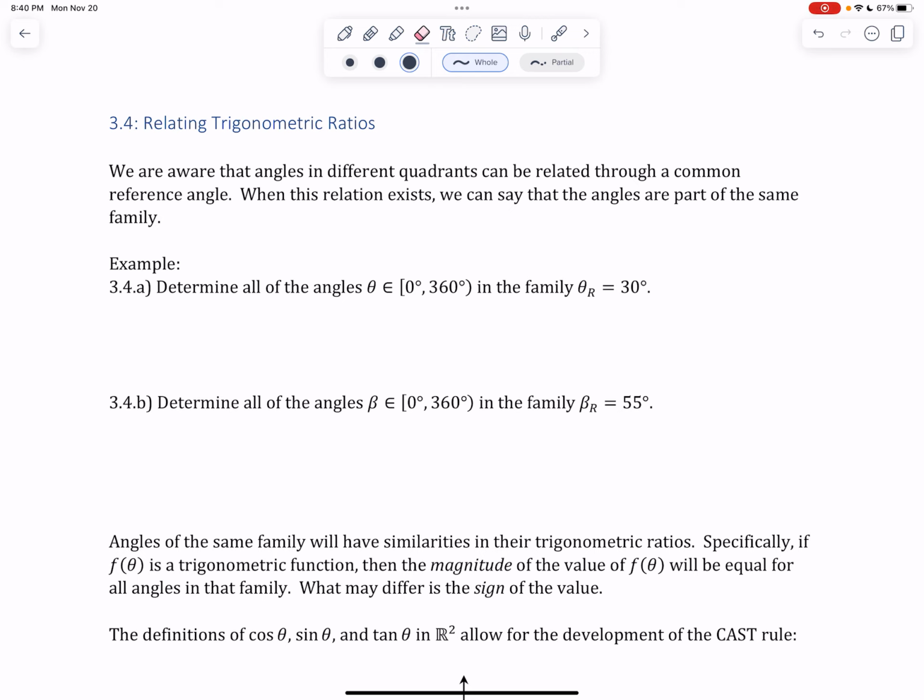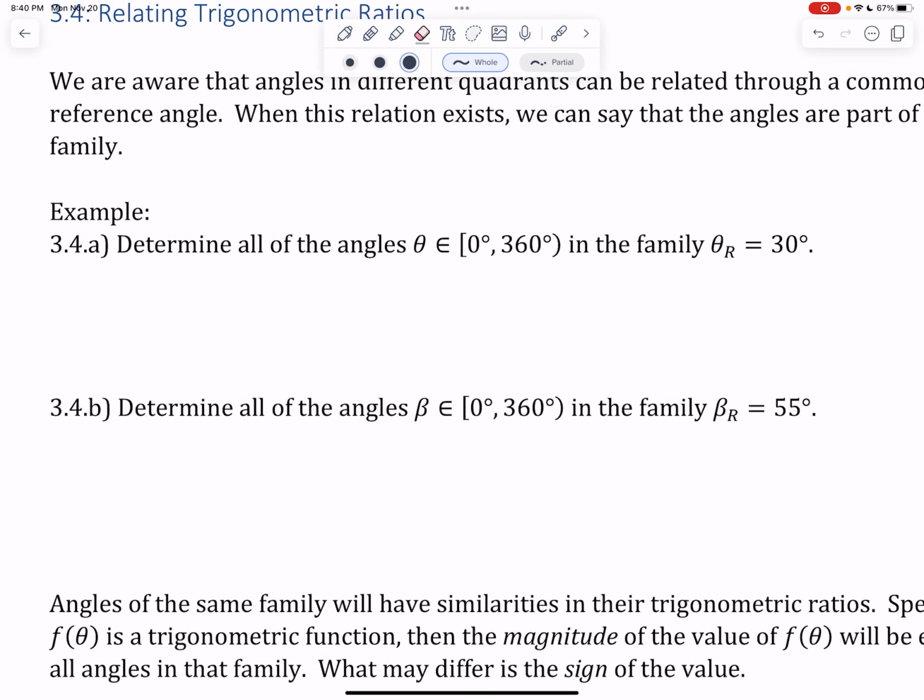For a little warm-up, try these first two examples. This is something that we do have the capacity to do already. But determine all the angles theta between 0 and 360 degrees in this particular angle family. So reference angle is 30 degrees. What could that be in each quadrant? And same with the next one, reference angle of 55 degrees. What does that become in each quadrant?